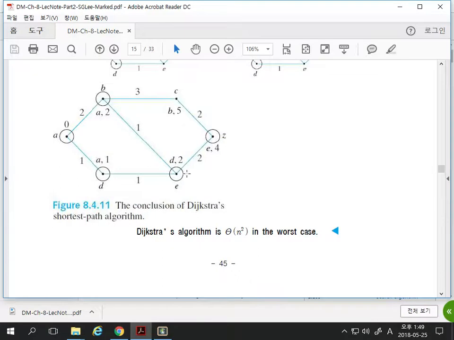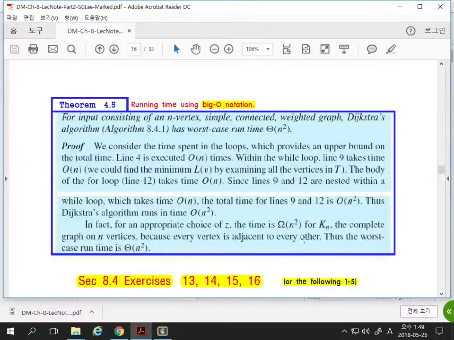Anyway, this algorithm has to count all the possible cases, so it takes time. So it is not efficient, as shown with the big O notations. It takes this much computational time: big O, big theta of n squared in the worst case. So this is a kind of costly algorithm to find it.